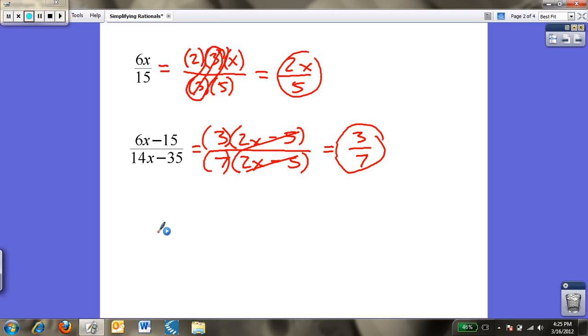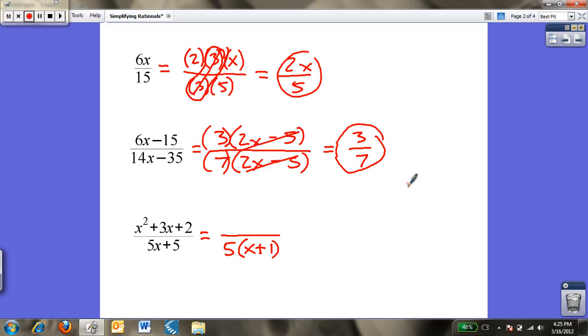Now, this even works with more than just binomials. On this one, x squared plus 3x plus 2 over 5x plus 5. On the bottom, I can do the same thing. I can easily see there's a common factor of 5, and I can do distributive property. But now on the top, trinomials are a little bit different. Here we've got some different methods that we can depend on.